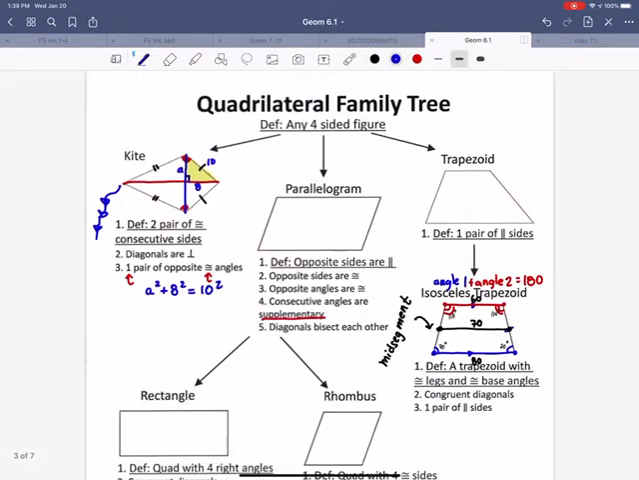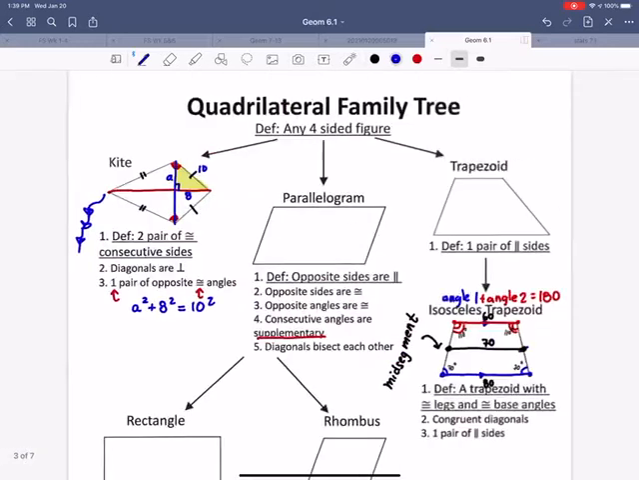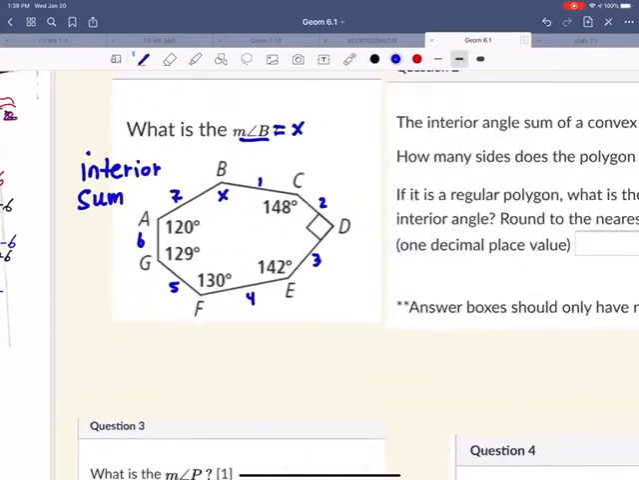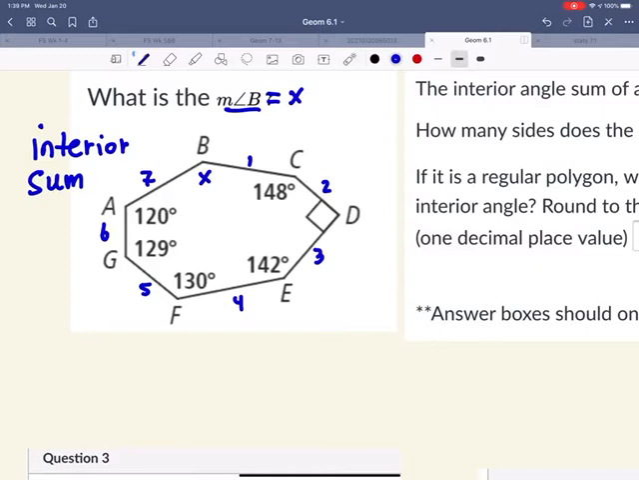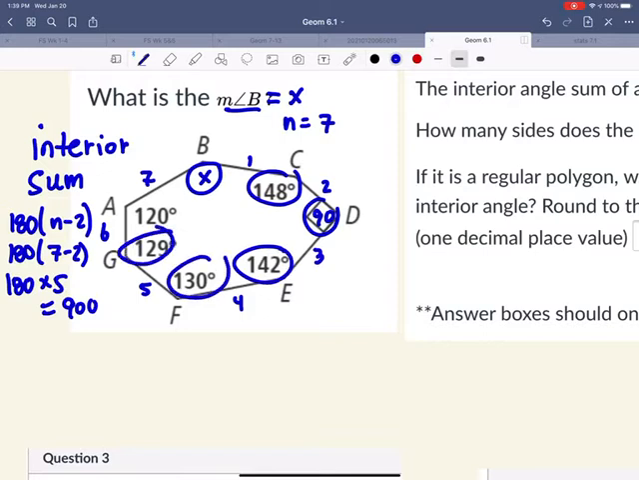And if we look back in our notes, we say, okay, interior sum, this is the formula I need. The interior sum when n is 7 is 180 times n minus 2, and n is 7. So 180 times 5 should tell me what those angles should all add up to. So that's 900. All of these numbers plus the x have to add up to 900.